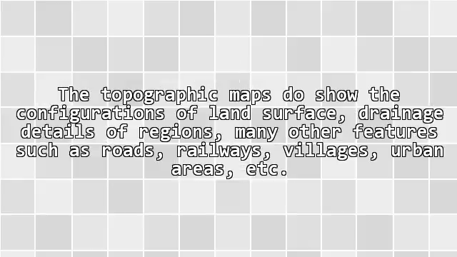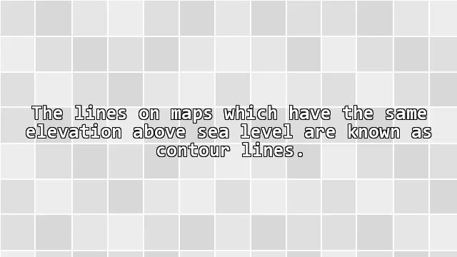The topographic maps do show the configurations of the land surface, drainage details of regions, and many other features such as roads, railways, villages, urban areas, etc. The lines on maps which have the same elevation above sea level are known as contour lines.